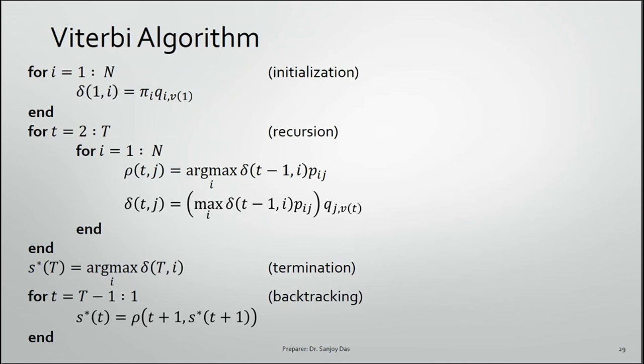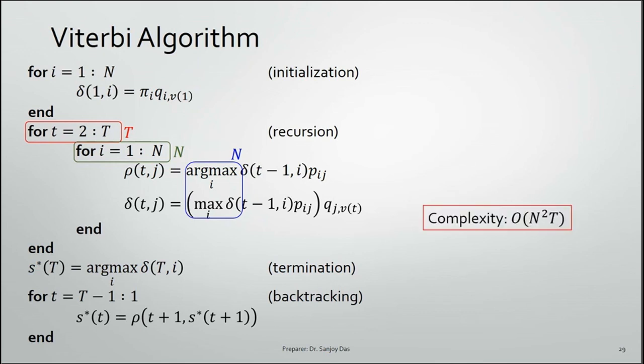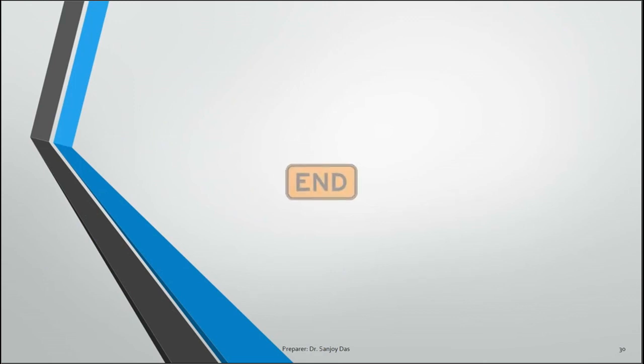Now what's the time complexity? So let's look at the main loop, the recursion. The outer for loop runs t times, actually t minus 1 times, but we are looking at order. And the inner for loop runs n times, n is the number of states. And the argmax and the max are being carried out over states. So they're both order n, and therefore the complexity of the Viterbi algorithm is order n squared t. The end.